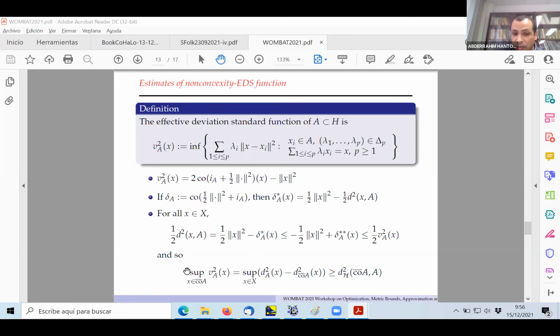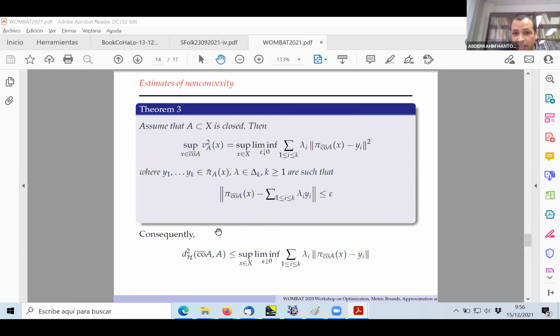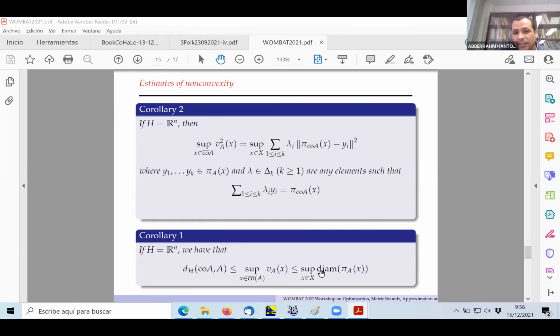What we did is to give an expression of this quantity here. What we proved is that this quantity is given by means of this. If I simplify this part, I arrive at this.